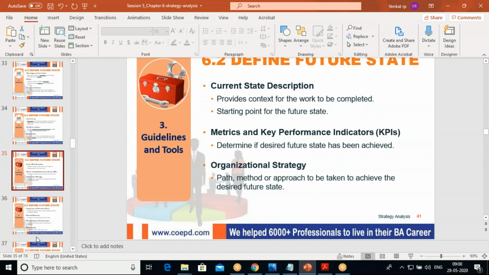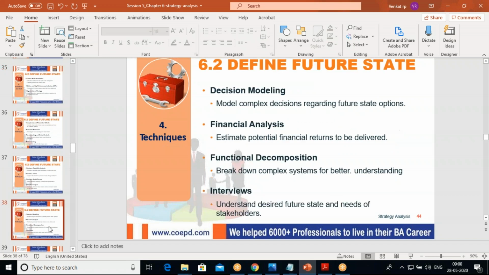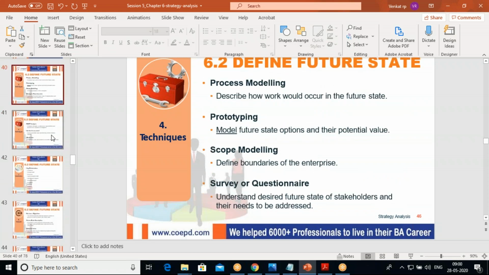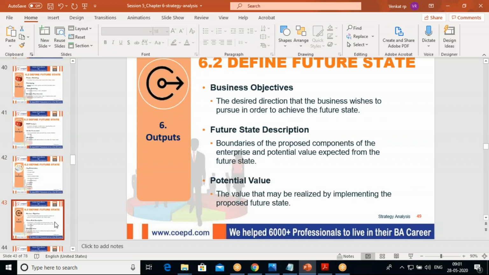Okay, next, as I have said, we have techniques. If you consider the techniques, we have 23 techniques used here. And when you see the stakeholders, almost all the 10 stakeholders are involved here. And the output of the future state, that is very, very important. We have 3 outputs. One is business objectives, the second one is future state description, and the third one is potential value. So these 3 we should be very clear.